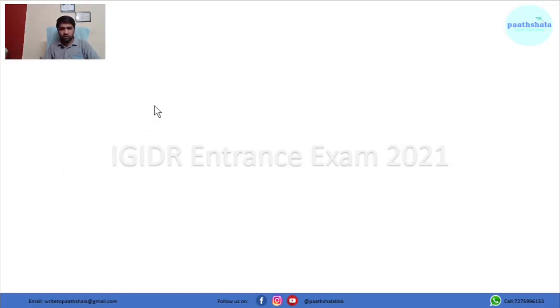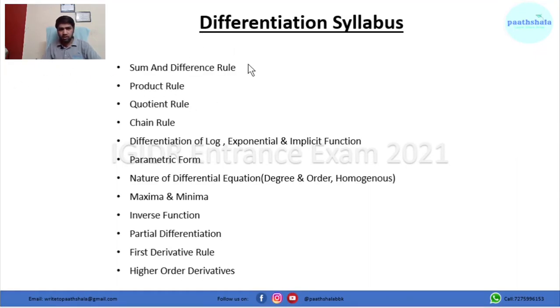Moving to the next question, that is question number 12. As I have already covered several important topics here, like the sum and difference rule, product rule, quotient rule, chain rule, now I'm going to cover differentiation of log and exponential functions. I have also covered implicit function. So now I'm going to cover log and exponential.